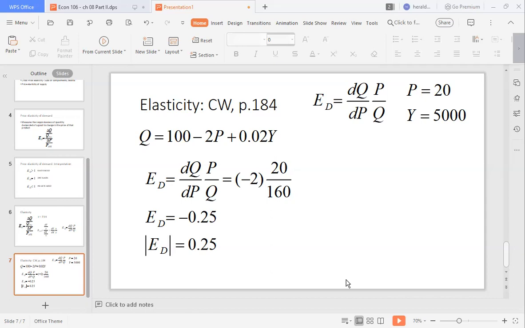Now, any questions? I feel like I'm a bit too fast in the discussion. Question about how did we arrive at the value of 0.25?